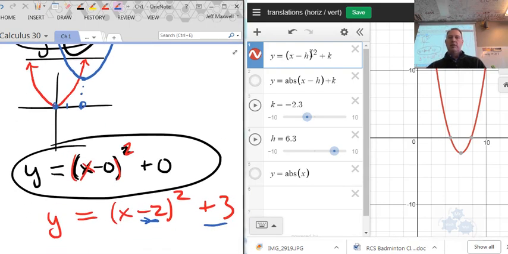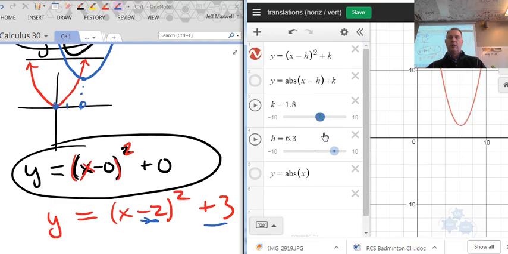So x minus 2, so it's x minus, that's going to be a positive 2. Whoops, the h, sorry. Positive 2, there we go. And it's going to be a plus 3, so k has to be a plus 3. There we go. So you see how that works? Over 2, up 3. For this format. Make sense? Yeah? Okay.